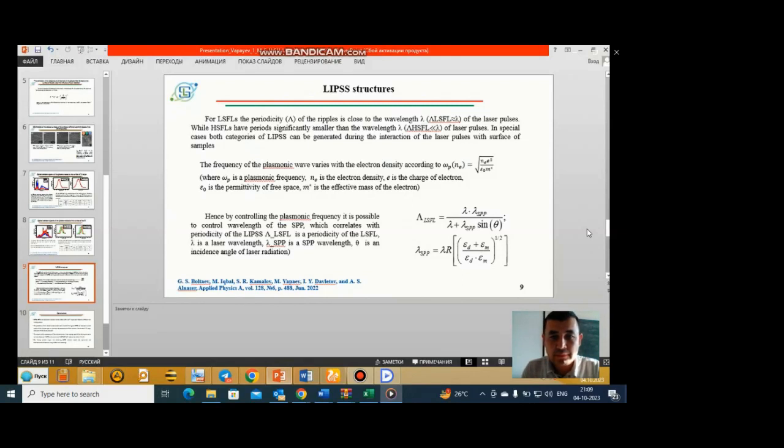The frequency of the plasmonic wave varies with the electron density according to this expression. Hence by controlling the plasmonic frequency, it is possible to control the wavelength of the surface plasmon polariton.